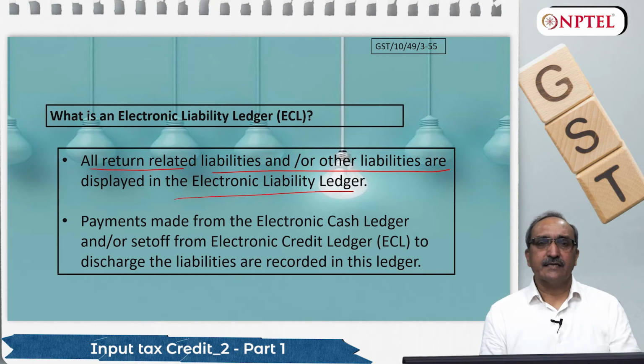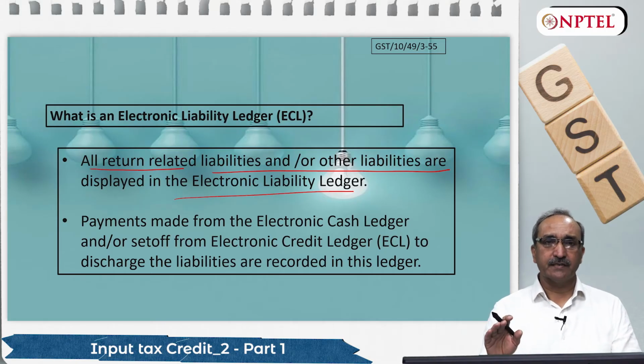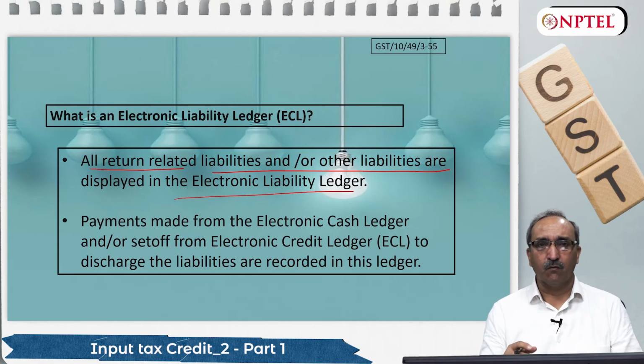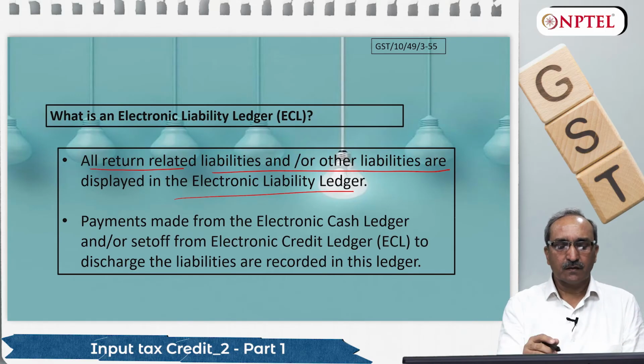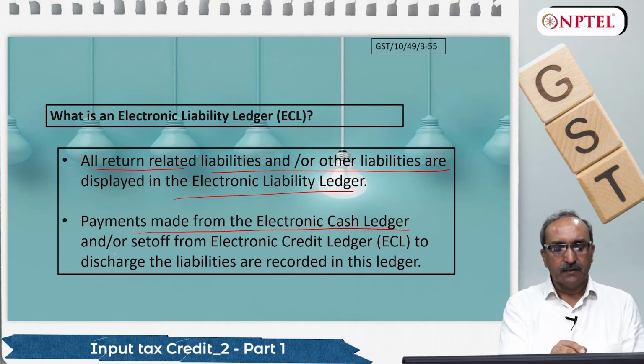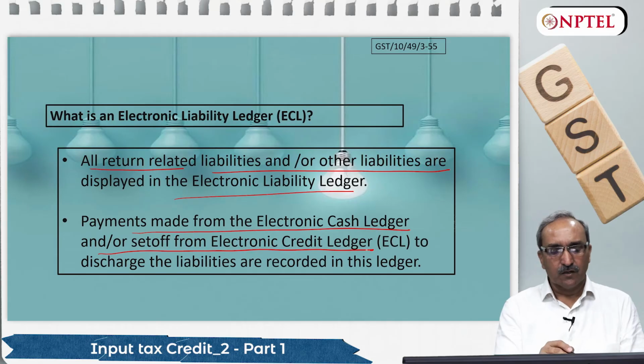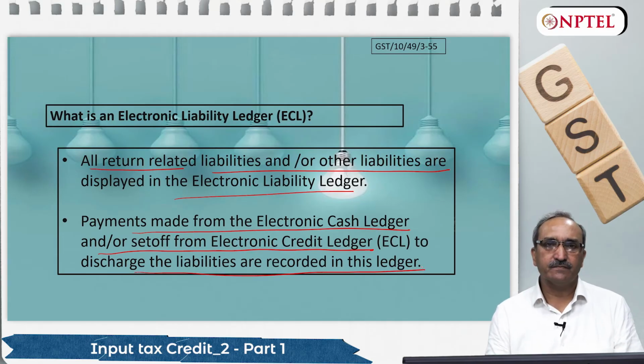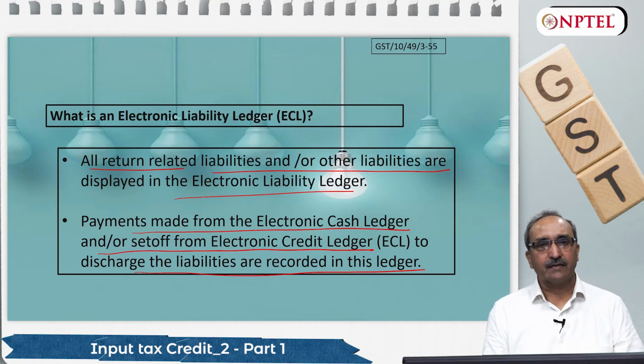Similarly, like the credit ledger, we have a liability ledger, as I mentioned. When I declare my sale to the GST portal, it is depicted in my electronic liability ledger how much liability I have. Payments made from the electronic cash ledger and or set off from the electronic credit ledger to discharge liability are recorded in this ledger: how much is my liability, and how I have met this liability, either by cash or by using the amount from my credit ledger. This way my liability is met.